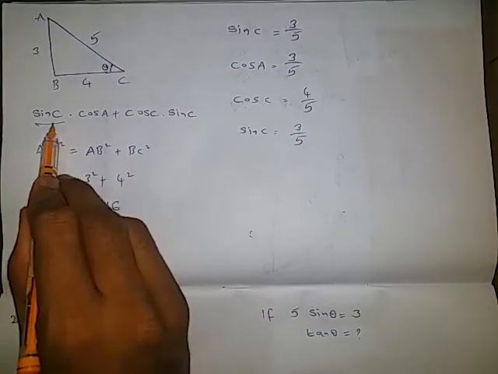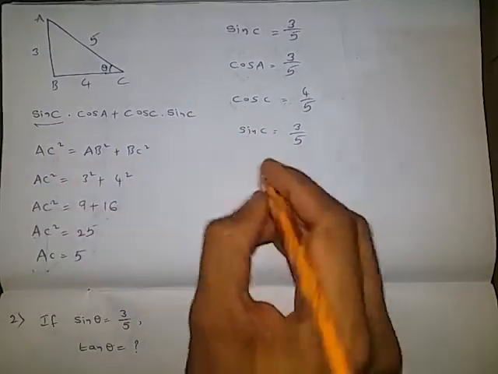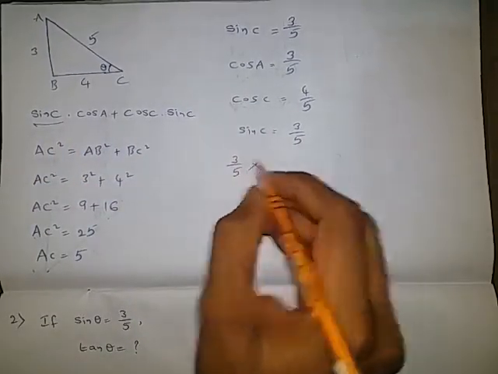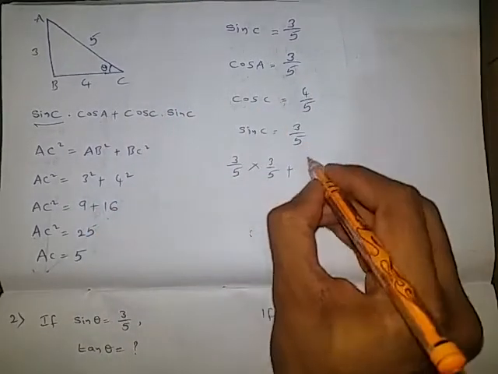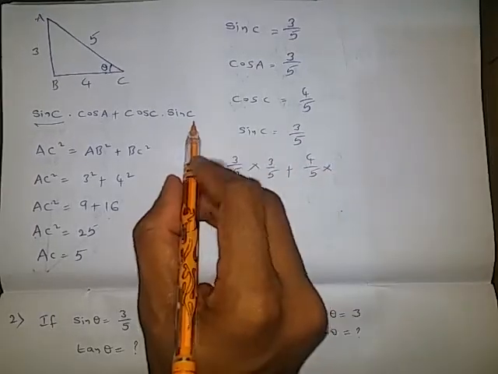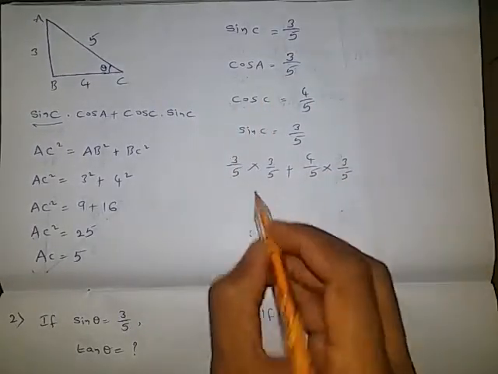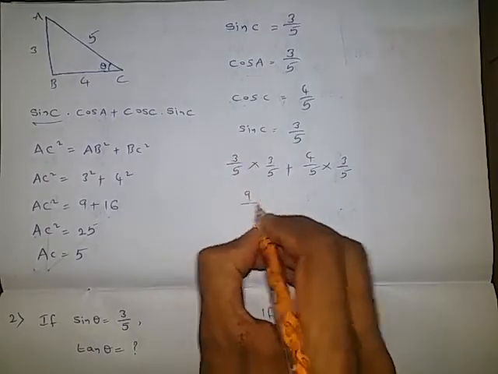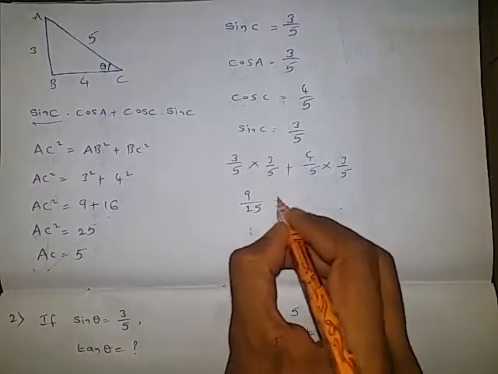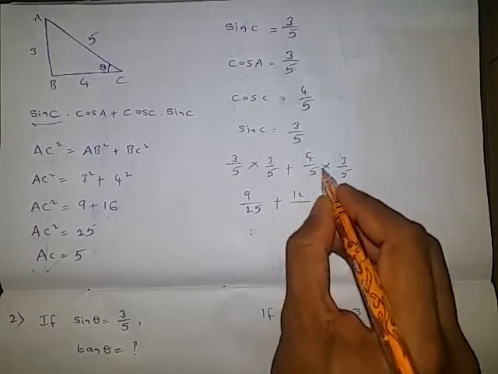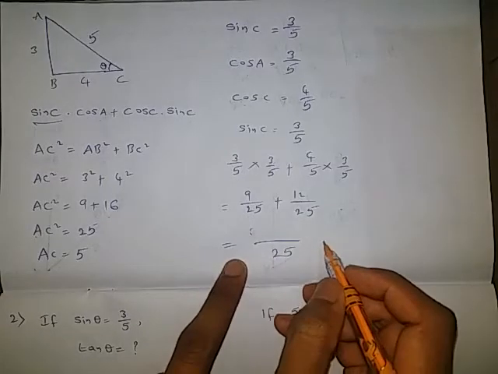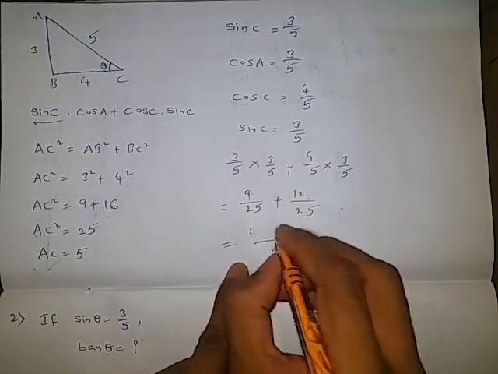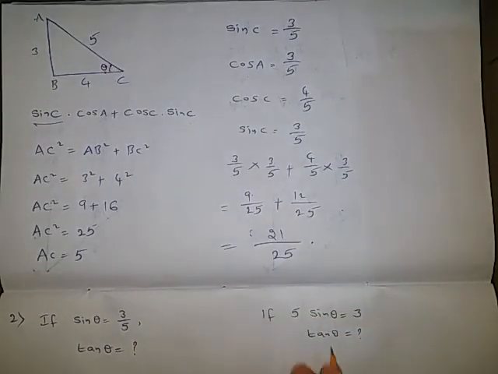So we need to find out sin C into cos A. Sin C is 3 by 5 into cos A 3 by 5 plus cos C 4 by 5 into sin C 3 by 5. 3 into 3, 9 by 5 into 5, 25 plus 4 into 3, 12 by 5 into 5, 25. Both the denominators are same, so write it once and add the numerators. 9 plus 12, 21. So the value is 21 by 25.